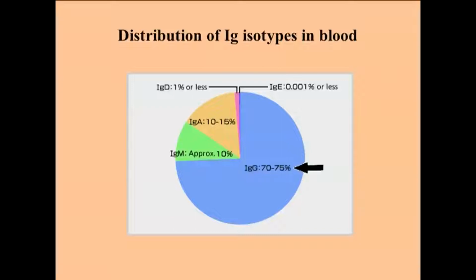IgG is maximum in our blood. Almost 75 or 80% IgG is found at any time in our serum. IgA and IgM, almost 10 to 15% of them are present in our serum, and IgD and IgE are found at a very low concentration in our serum.